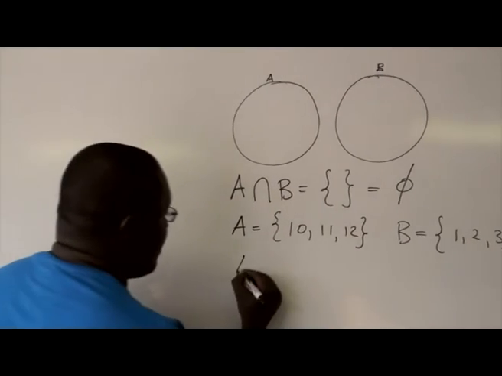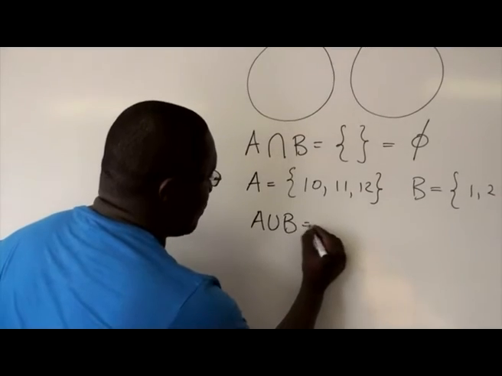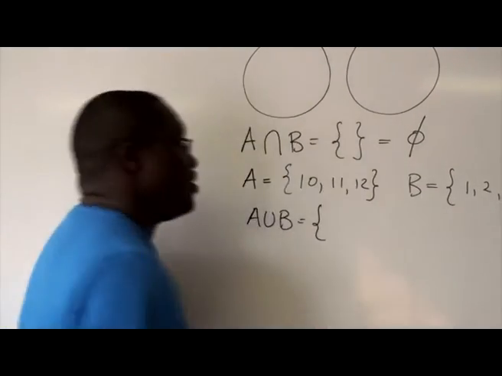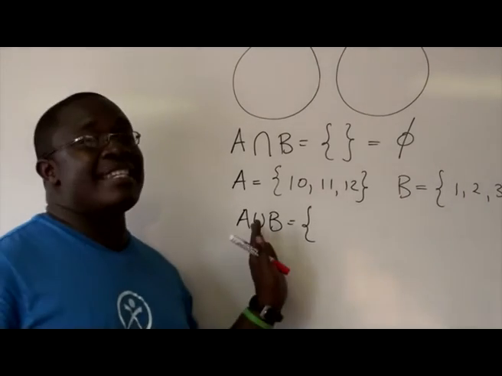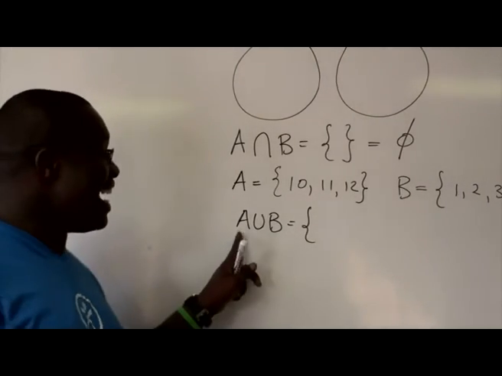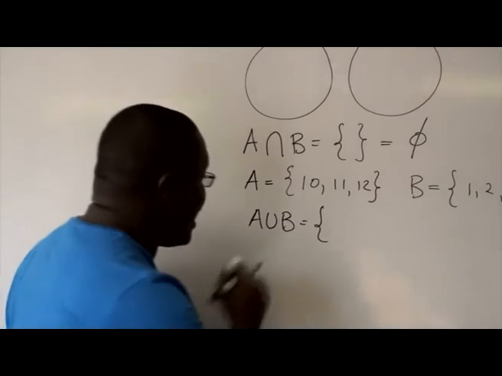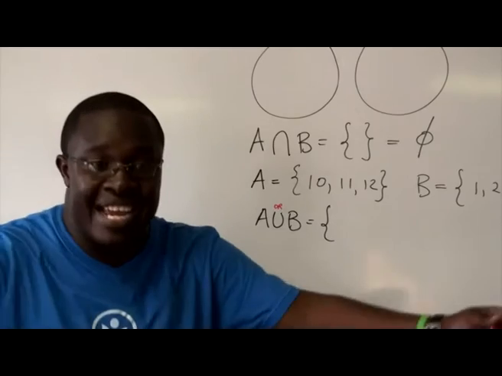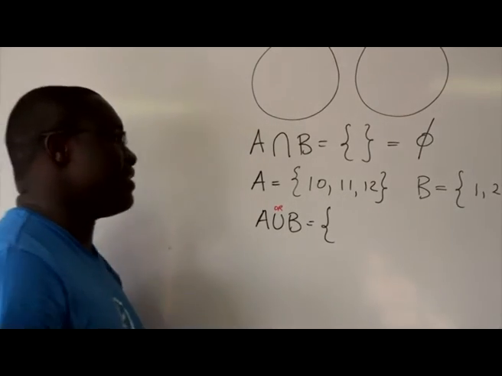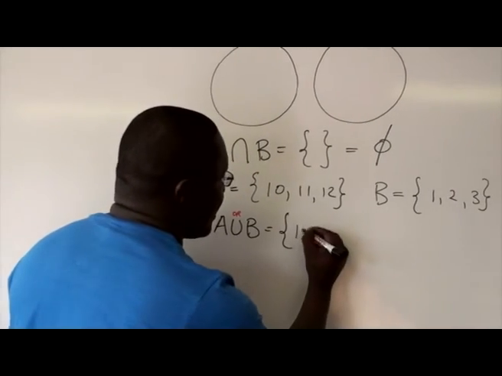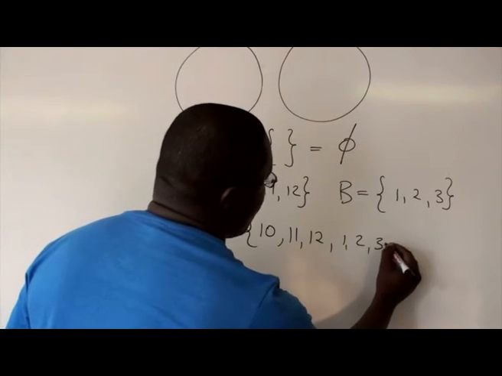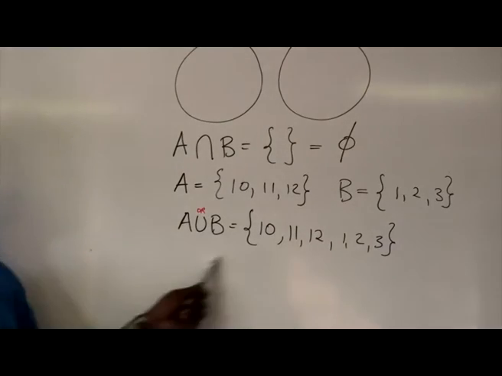So A union B, in this case, you take everything here, everything there. We're saying, what is the set of all those elements that are in A or are in B? Or means uniting in mathematics, in sets. So we're going to take everything and unite it: 10, 11, 12, 1, 2, 3. This is our union.